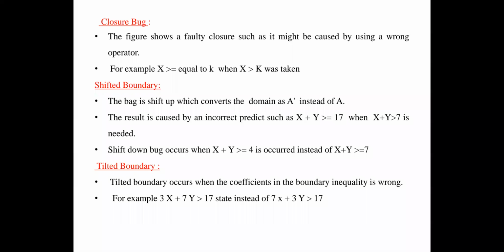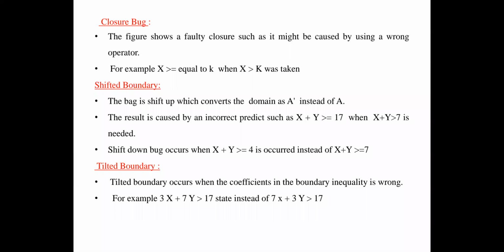So closure bug. What is meant by closure bug? It means a faulty closure, caused by using a wrong operator. For example, x greater than or equal to k is what you have to use, but you are taking x greater than k. So in place of x greater than or equal to, you have taken x greater than k. That is again an inequality process, again a wrong expression. So the closure will be changed.